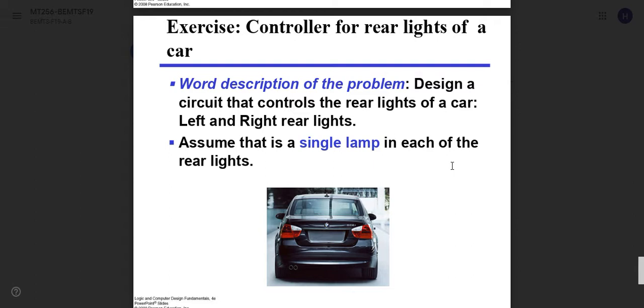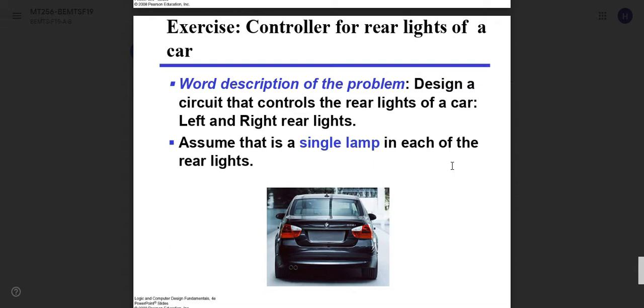So guys, in today's video I am going to tell you about the controller for rear lights of a car, how we can design this type of controller by the help of a decoder and by the help of mux.